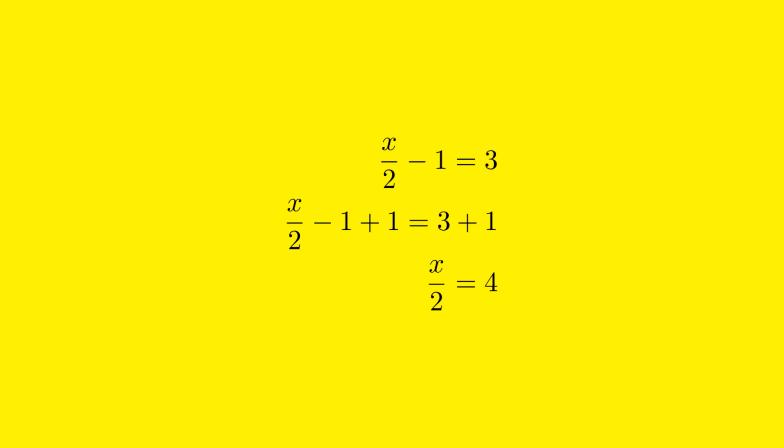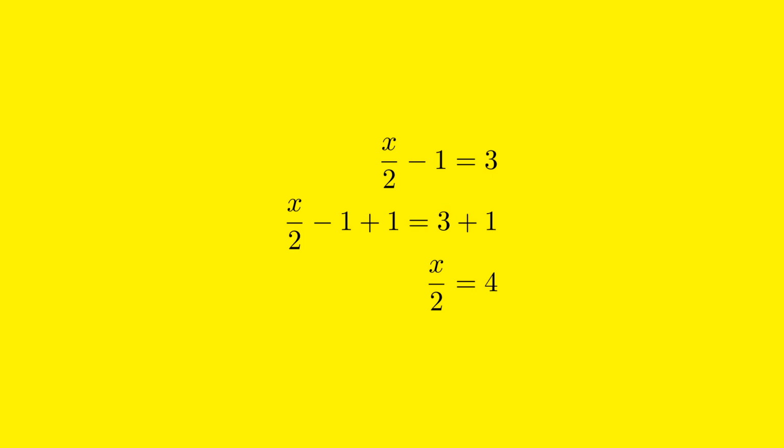On the left side, the minus 1 and the plus 1 cancel each other out because they are opposites, which simplifies the left side to just x divided by 2. This alters our equation to x divided by 2 equals 4, because 3 plus 1 equals 4 on the right side. In summary, by adding 1 to both sides, we simplified the original equation x divided by 2 minus 1 equals 3 to the simplified form x divided by 2 equals 4.